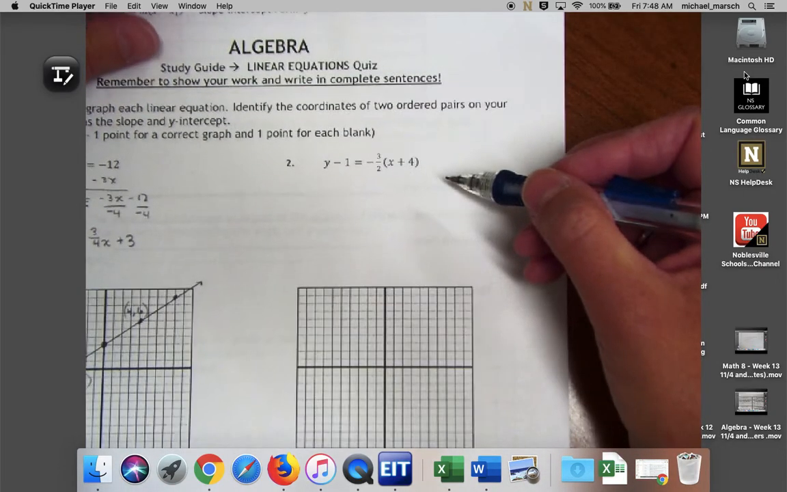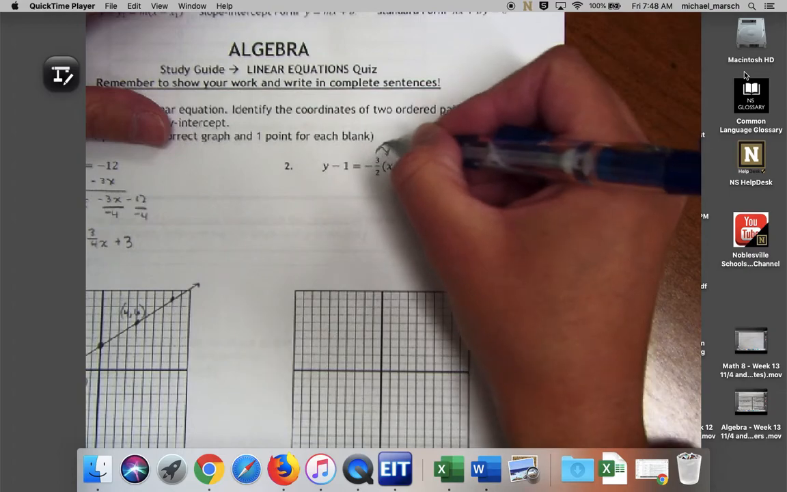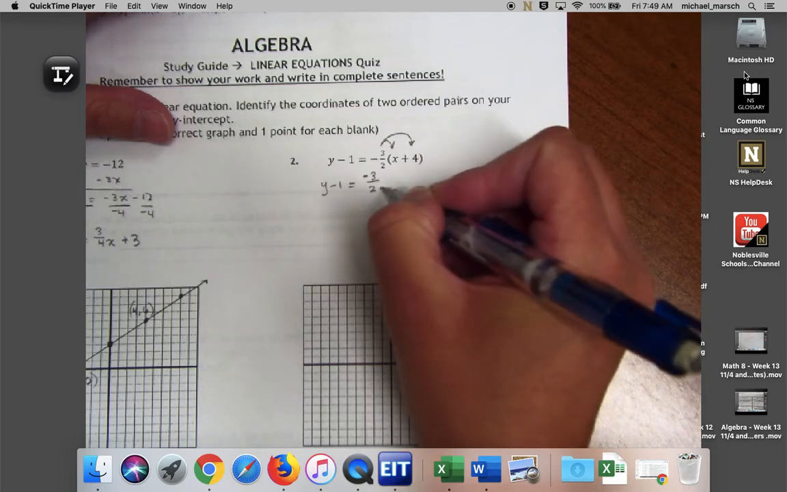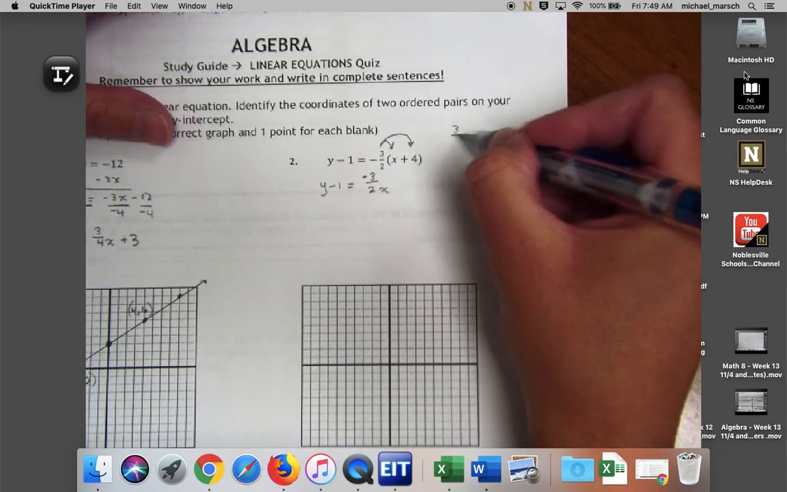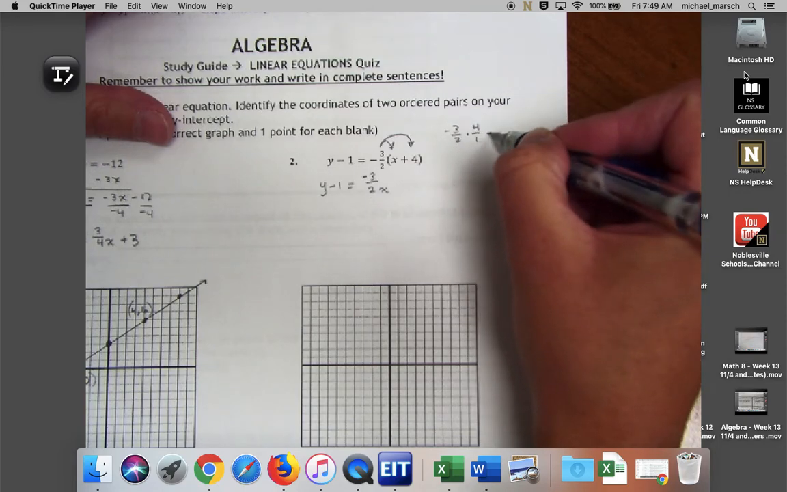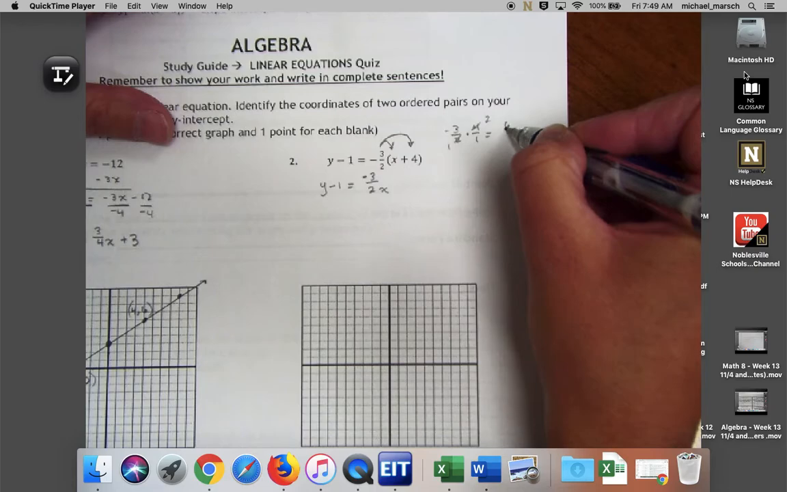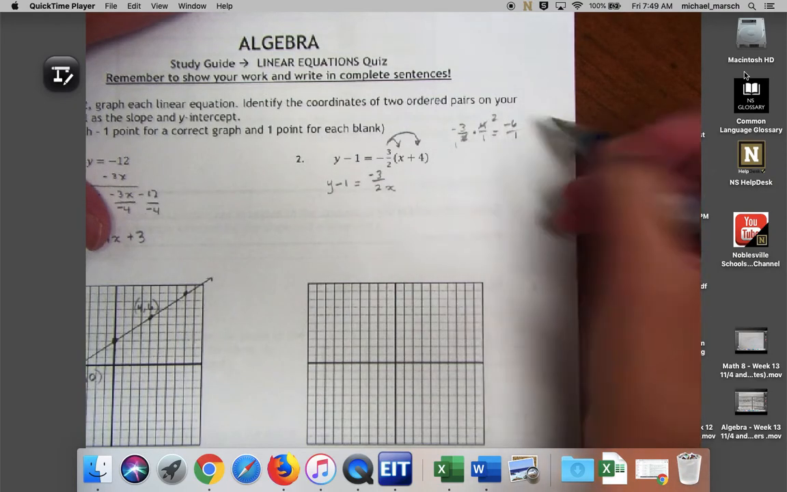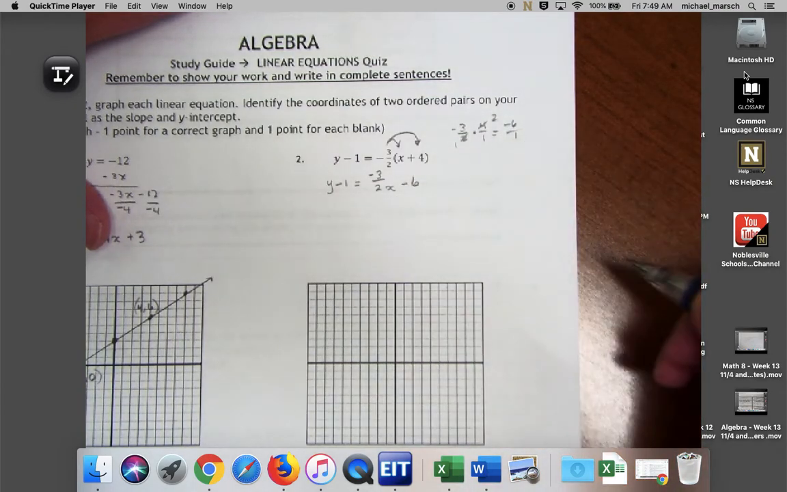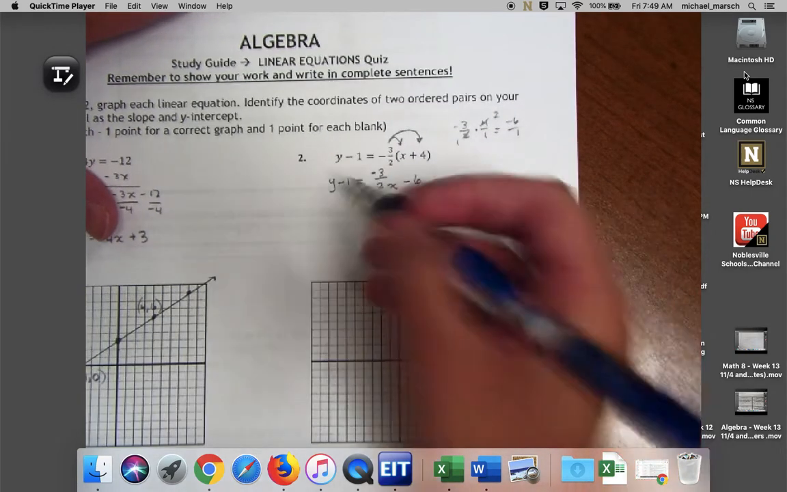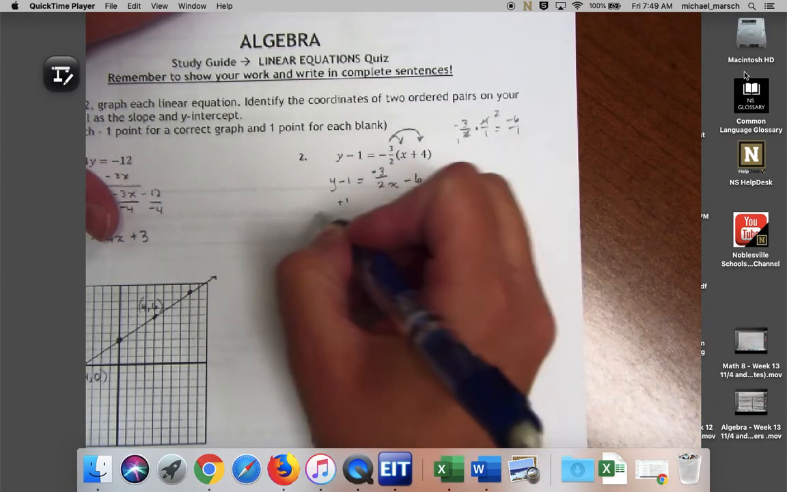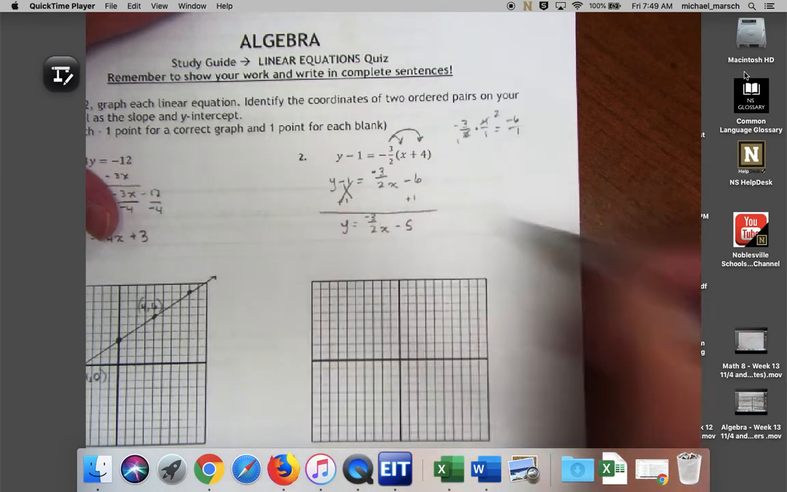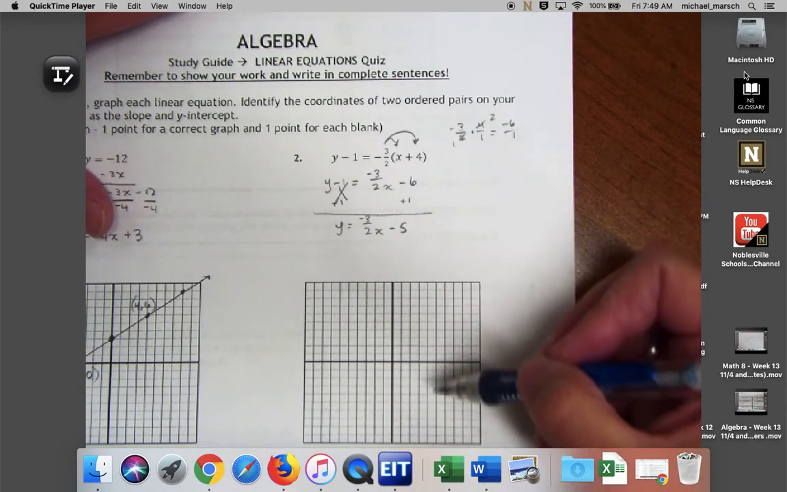This time it's in point-slope form. So I'm just going to distribute, right? So I'm going to get y minus 1 equals negative 3 over 2 x, and then negative 3 over 2 times 4 over 1, cross simplify, I'm going to get negative 6 over 1. So I'm going to get minus 6. Then I just have to add 1 to both sides to get that y by itself. And now I have my slope-intercept form.